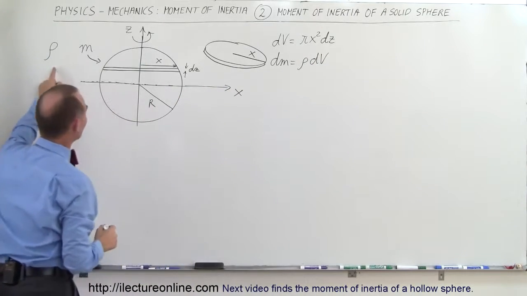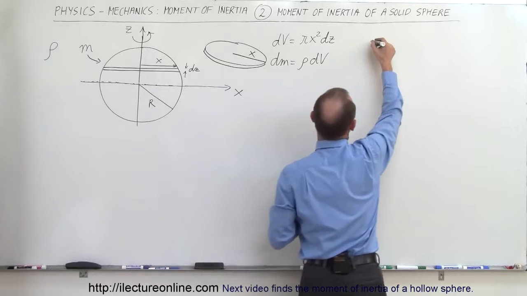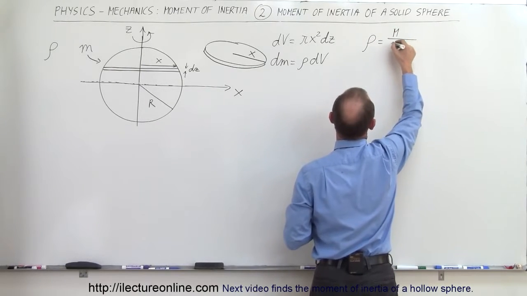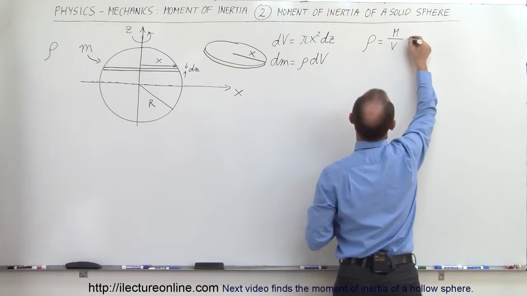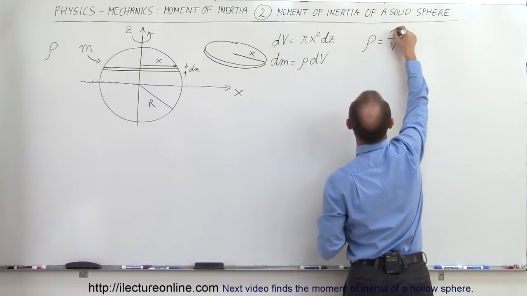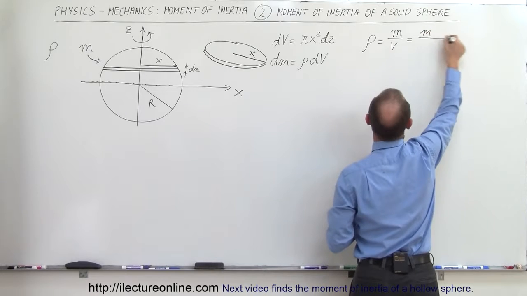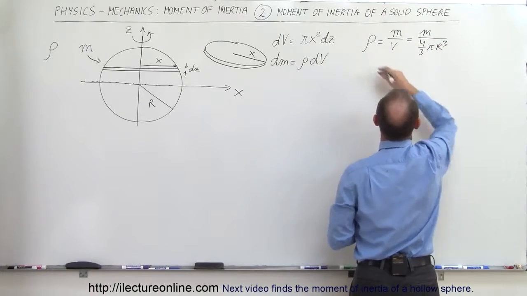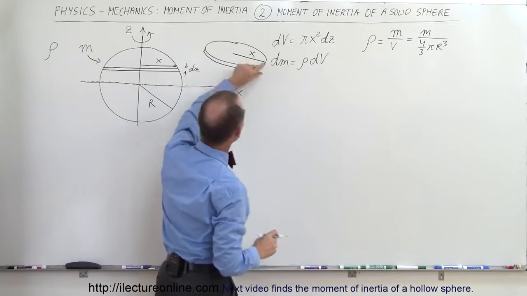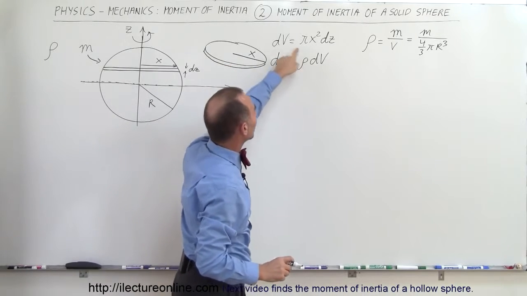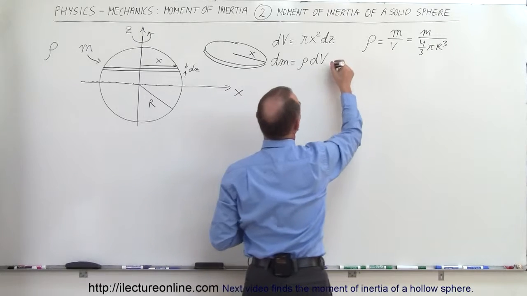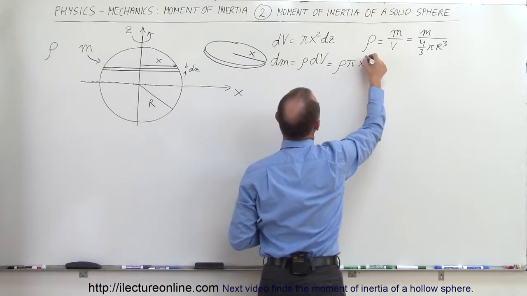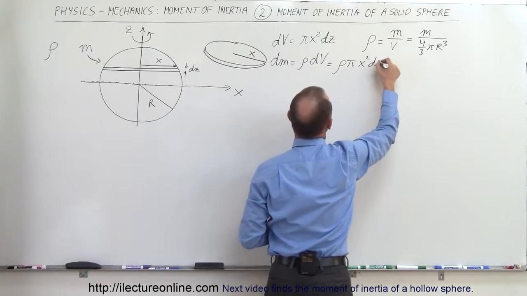The density would be equal to mass divided by the volume. The mass, I used a small m for that, so it would be m divided by 4/3 pi r cubed. That is the density of the sphere. The mass of the little slice would be the density times the volume, in other words dm equals rho times pi times x squared times dz.